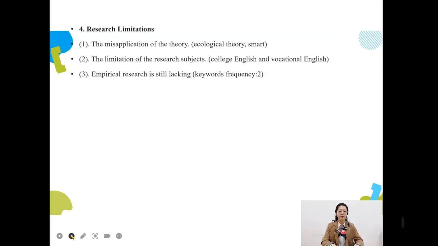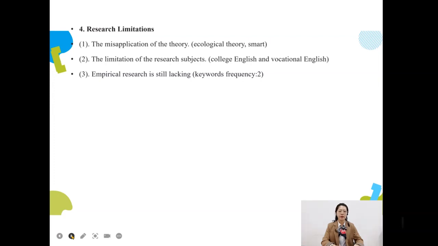The second is the limitation of the research subjects. The existing literature shows that the vast majority of the research subjects are college English and higher vocational English, while the proportion of English majors is small. However, the study of higher vocational English shows a wide range of topics but lacks depth, which requires scholars and institutions to carry out exchanges and cooperation.